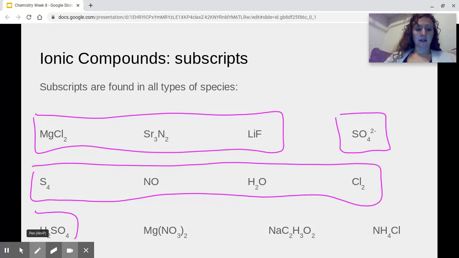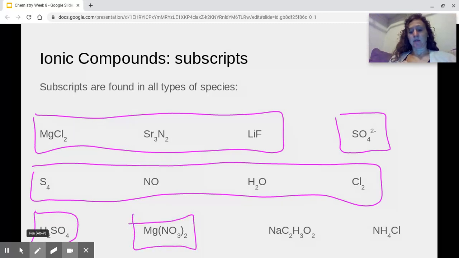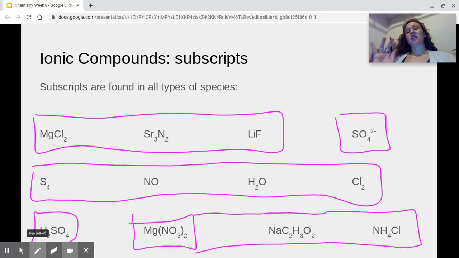Here's a covalent compound that's looking a little bit more complicated. Here's a complicated ionic compound. This one's also ionic. That one's also ionic. So we have a bunch of different things. We have ionic compounds that use subscripts, ions use subscripts, covalent bonded molecules use subscripts. You're going to see these subscripts across the board, and they always mean the same thing.